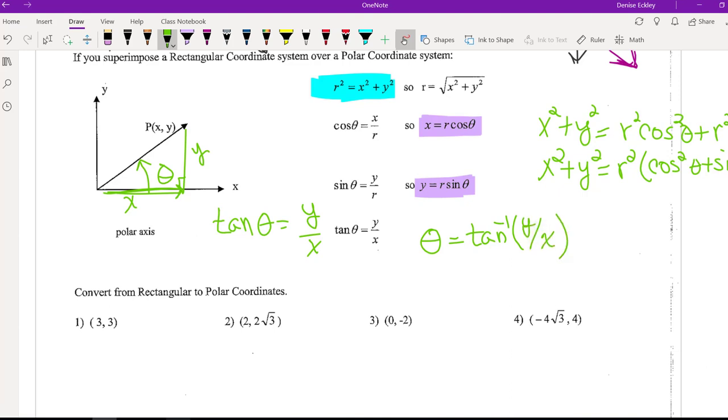And as I said, you guys need to know these conversions to go back and forth. So if you're starting with one or the other, how do you get from Cartesian to polar and polar to Cartesian? So we'll practice that in the second video.